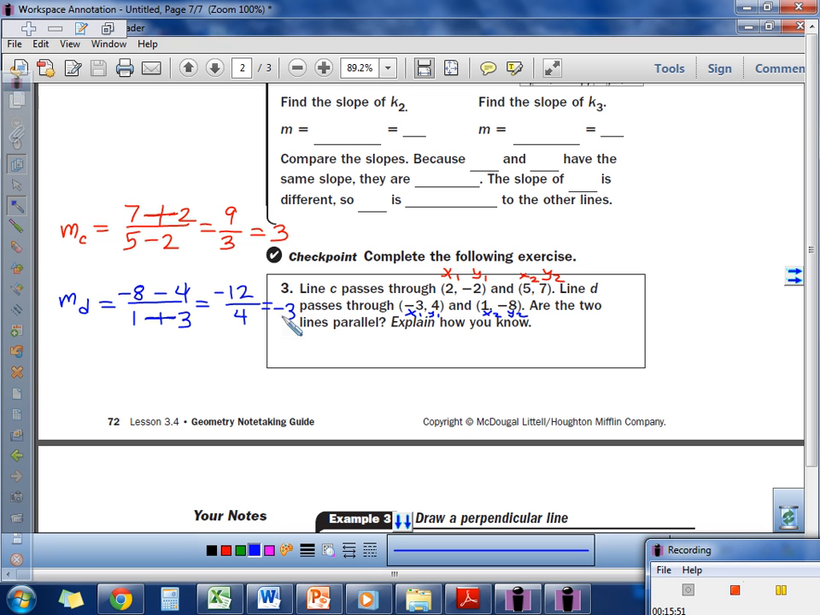Huh, interesting. Complete the following. Are they parallel? No, they do not have the same slope. And that's your final answer. And this is the support for that answer. Good job.